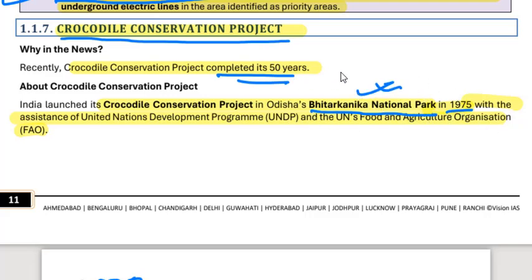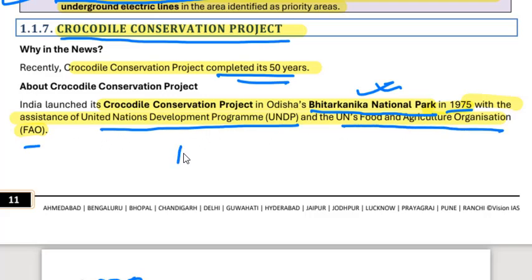Crocodile conservation project was started from Bhitarkanika National Park in 1975 with the assistance of the United Nations Development Programme, that is UNDP, and the UN Food and Agriculture Organization, that is FAO. So you need to remember the crocodile conservation project was launched with the assistance of UNDP, the United Nations Development Programme, and the second is the UN FAO, the Food and Agriculture Organization.